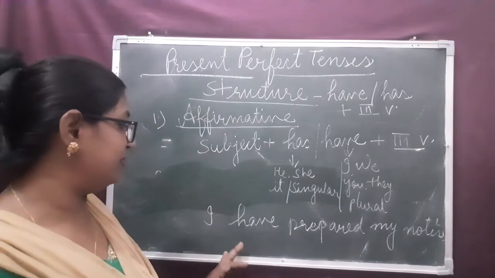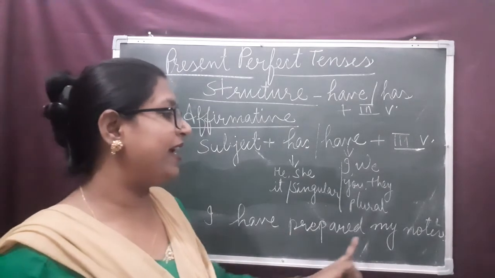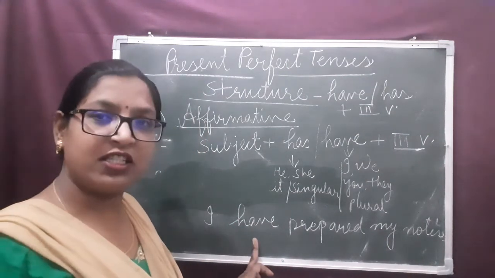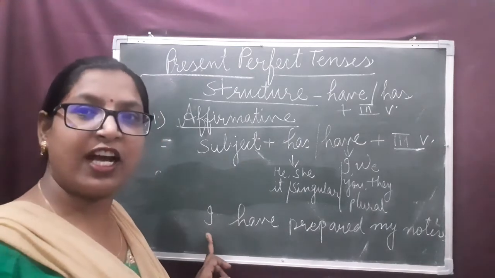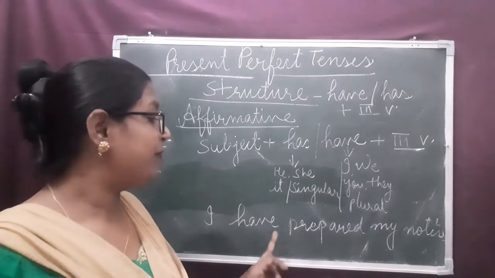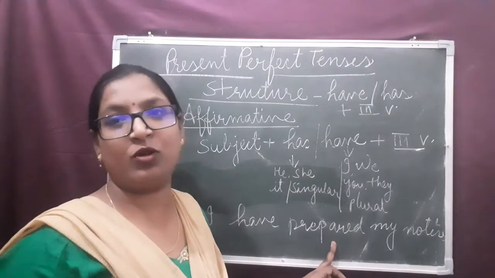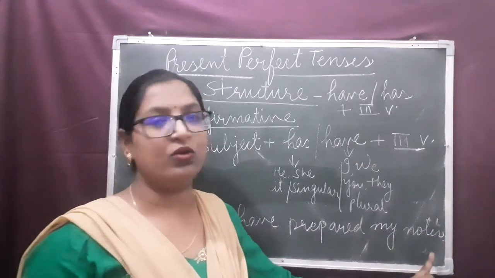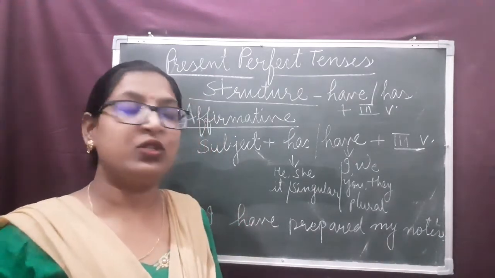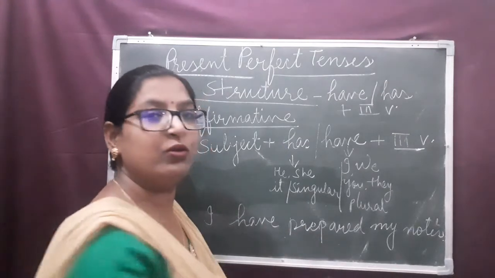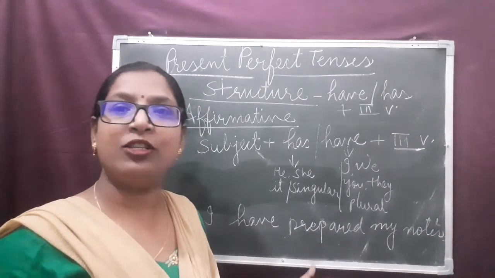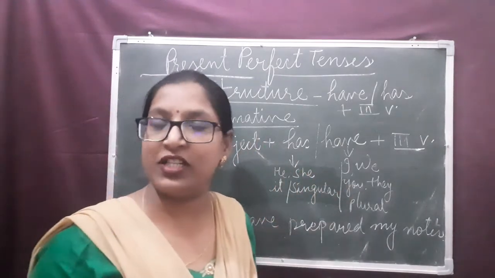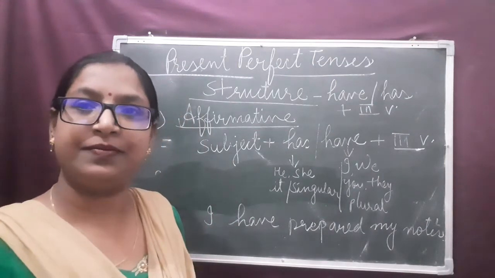Let's see through the example. I have prepared my notes. Clear? I is the subject, have is the auxiliary verb. According to the subject, we have taken the auxiliary verb. Prepared, it is the third form of the verb, past participle form of the verb prepare. My notes, it is the object. Clear? So, I have prepared my notes. This is the sentence in present perfect tense. What kind of sentence? It is affirmative sentence or assertive sentence also we can call it.